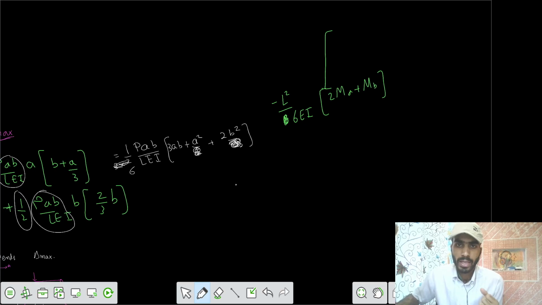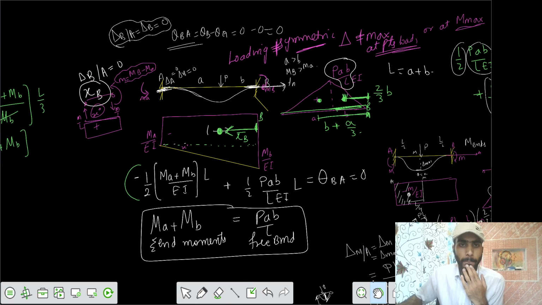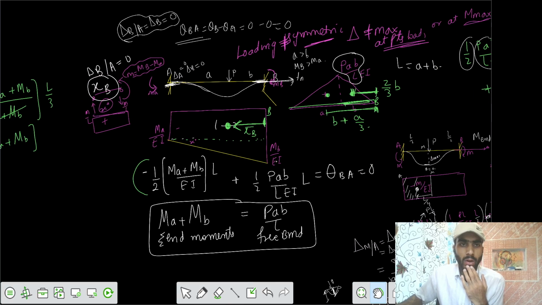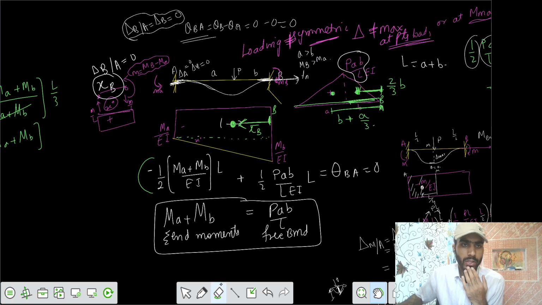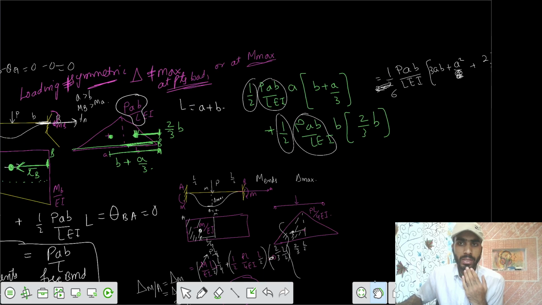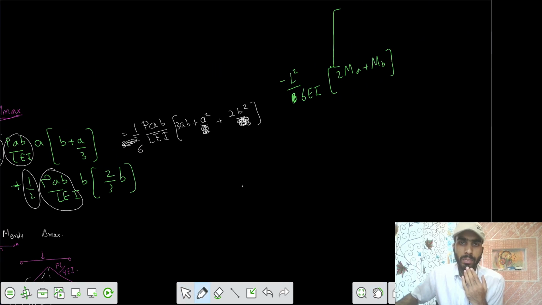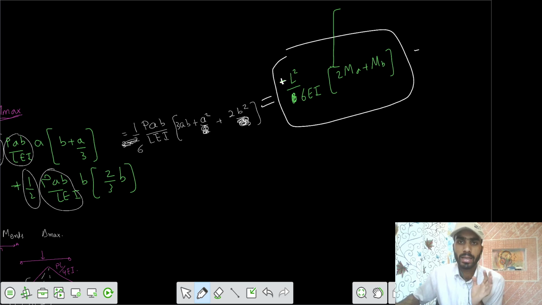So we got this equation, and we know that the condition has to be that theta B minus theta A should be equal to 0. So if one of the terms is negative, this part is negative and this is positive, so we can equate it to 0. Then finally we can write that this should be equal to this one.